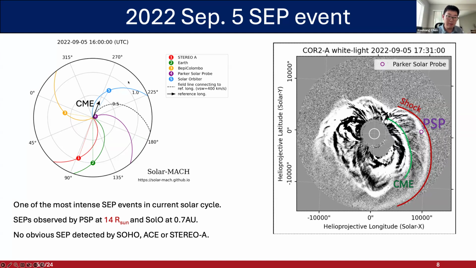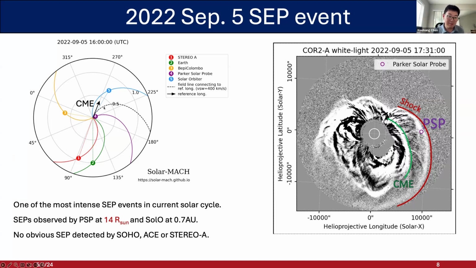And also Solar Orbiter is quite well aligned with the eruption direction of the CME. Solar Orbiter sees SEPs with energies of about 100 MeV. It's a really intense SEP event. I'd call it one of the most intense SEP events, but I'm more likely to call it the most intense in the current solar cycle.